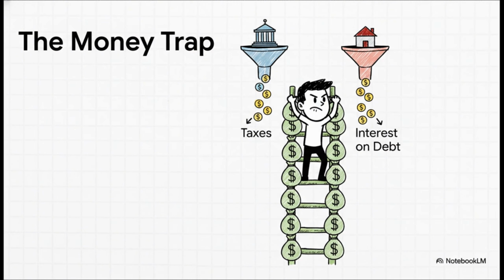And finally, let's talk about the money trap itself. As an employee, it's a simple, brutal formula. The more you make, the more you pay in your two biggest expenses, taxes and interest on your debt. Every single pay raise bumps you into a higher tax bracket. And what's the typical advice you get? Buy a bigger house for the tax deduction, which just means taking on even more debt. It's a vicious, vicious cycle.